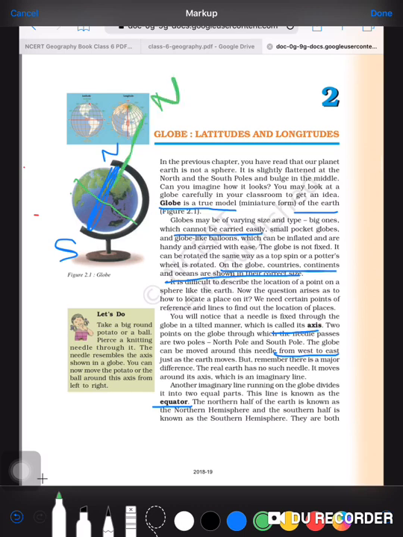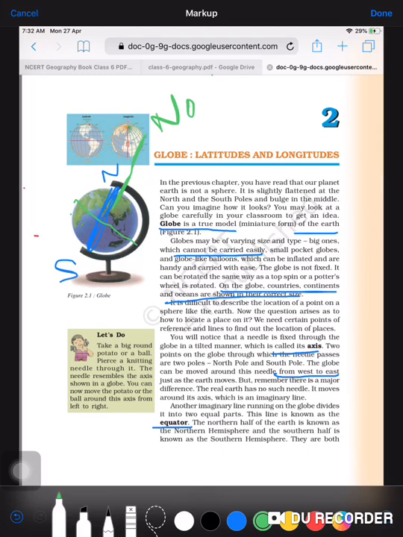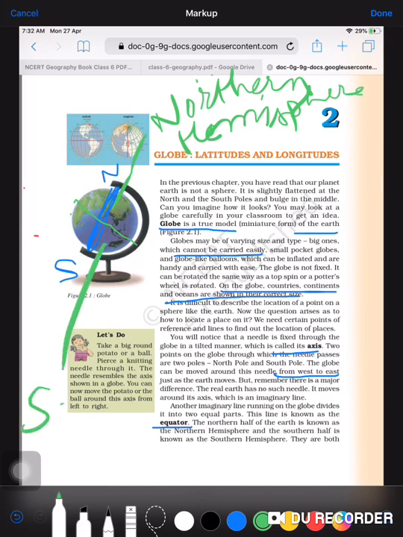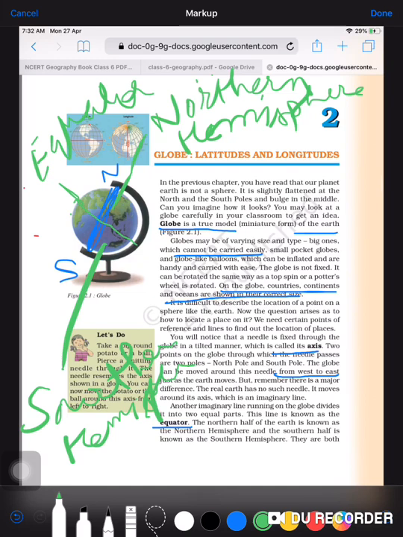This portion is called the northern hemisphere. And this portion is called the southern hemisphere. Okay, and it is divided into two equal parts through the equator. Okay, this is all for this page.